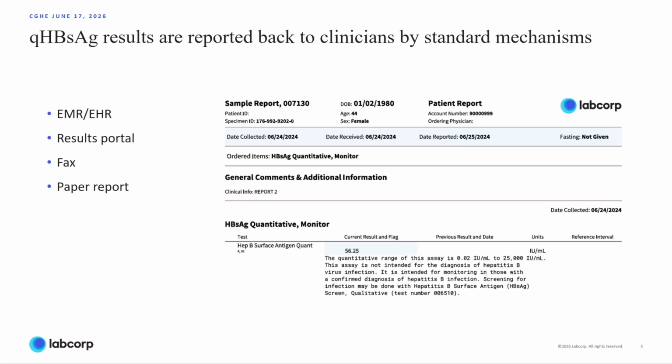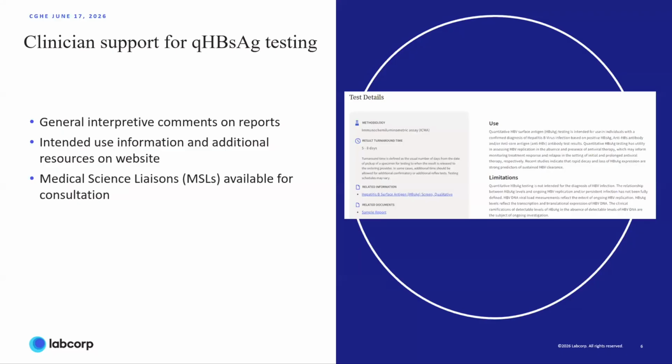But basically you're seeing the name of the test, the Hep B surface antigen, a result. So in this case, it's 56.25 international units per mL. And then we include a comment about the quantitative range. And then you see I have the comment there too about the intended use. Again, to try to reduce the number of individuals ordering the quantitative test when they're really looking to diagnose or to screen. And then as far as clinician support, certainly there are always questions around testing and utilization.